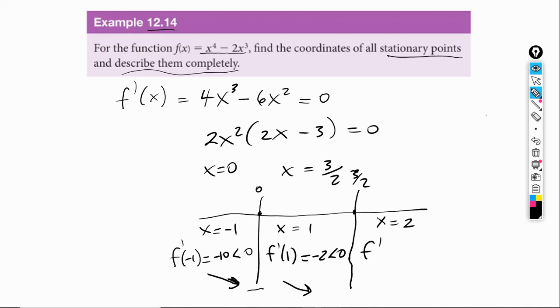So plug that into the derivative, and we're going to get that that equals 8, which is greater than 0. So that implies that this is an absolute minimum because it reaches this point, and then the graph has a positive slope, meaning that it's increasing.